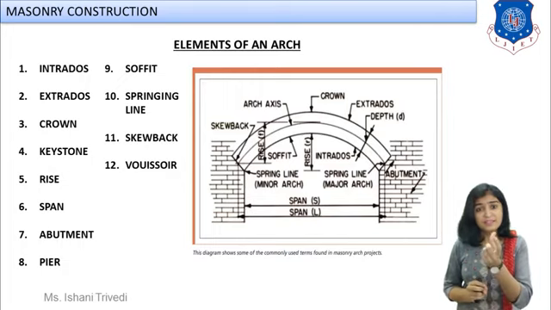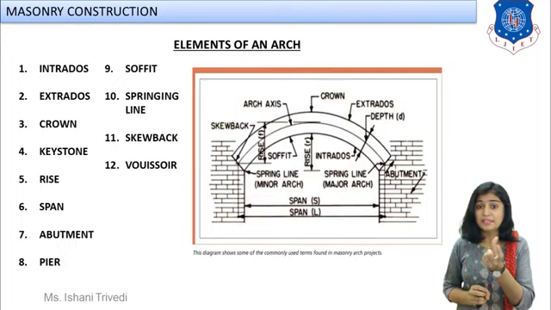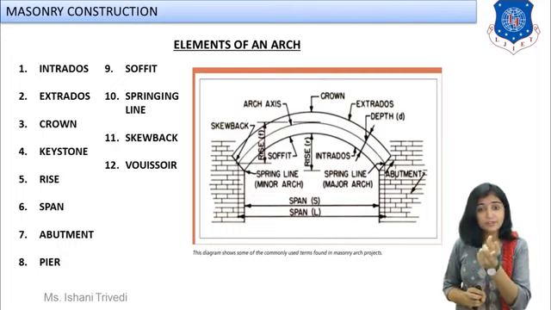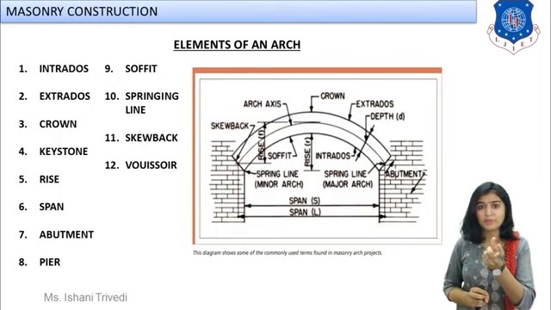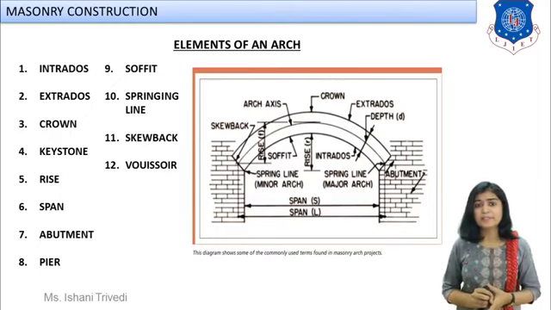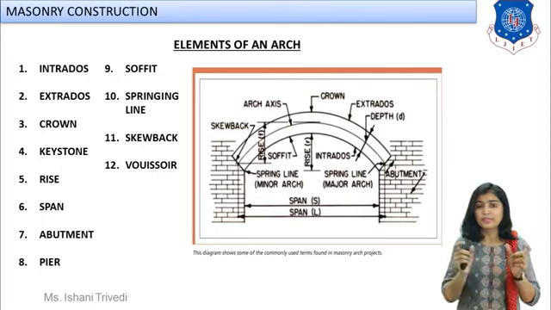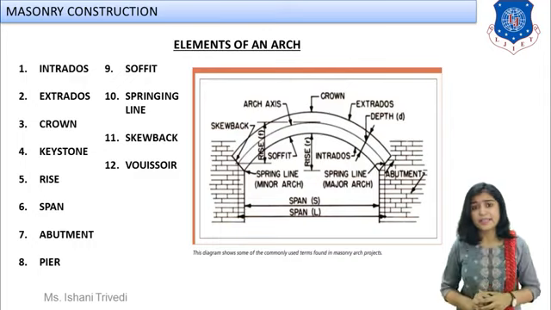Soffit means the underneath side width of the arch. The underneath of the arch, that width, is known as soffit, right? Next we have the springing line. Now, the imaginary line joining the keystones, you can call it the springing line.